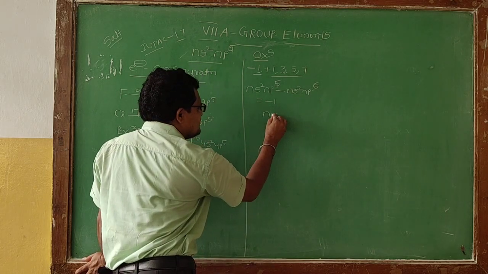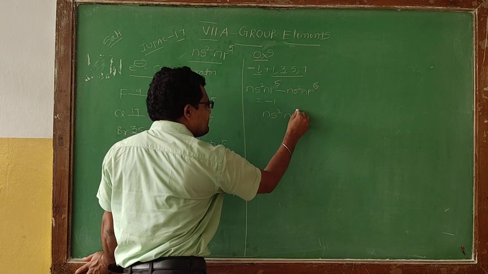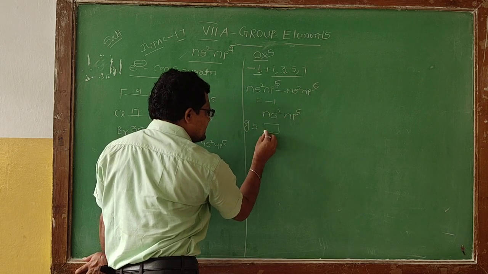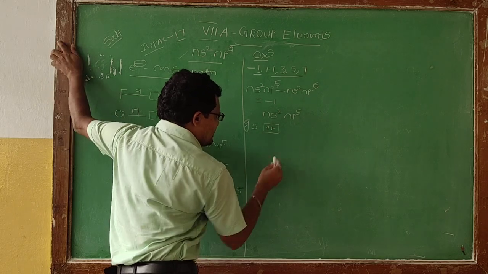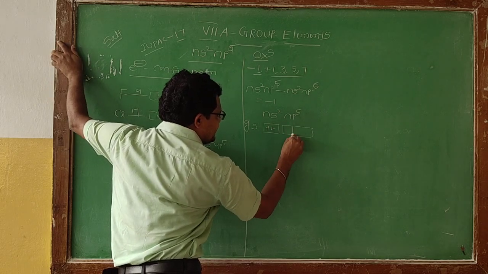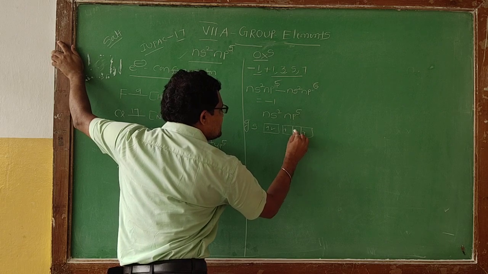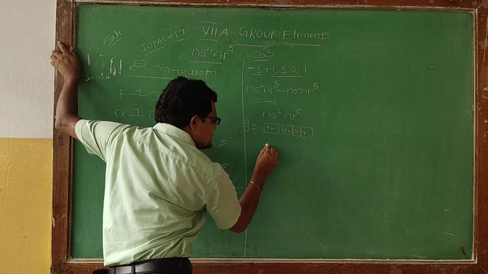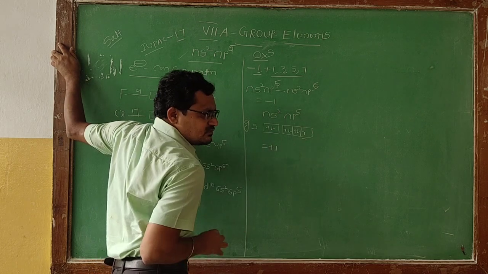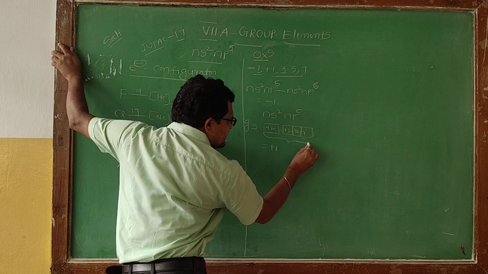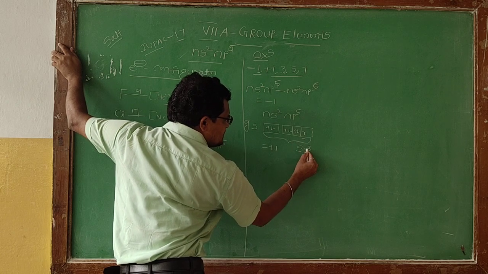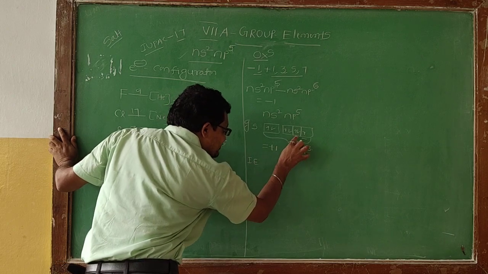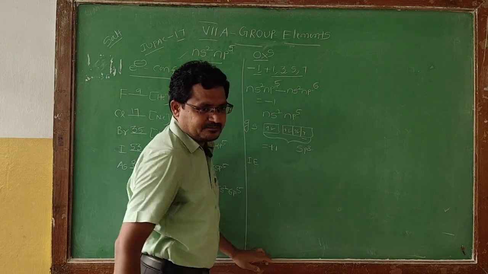Now ns2 np5 is the ground state. The s contains one orbital with two electrons, and p contains 3 orbitals and 5 electrons. Here how many unpaired electrons are there? 1. That's why its oxidation state is +1. It undergoes sp3 hybridization. Now the first excitation state: a lone pair enters the d side.